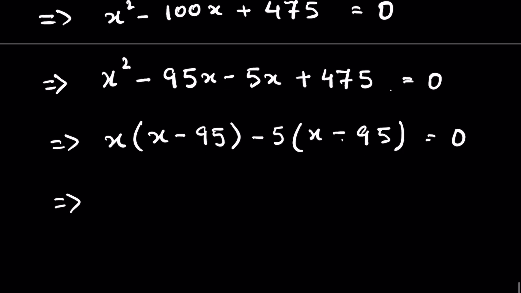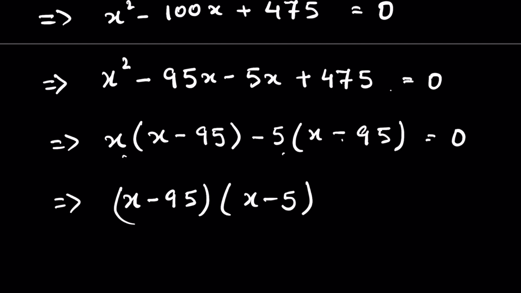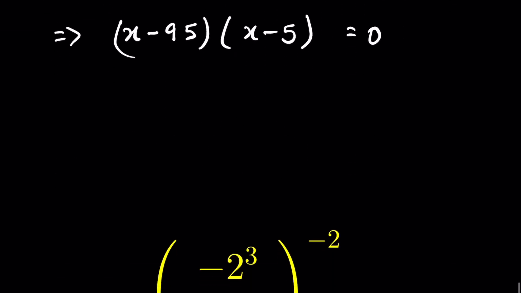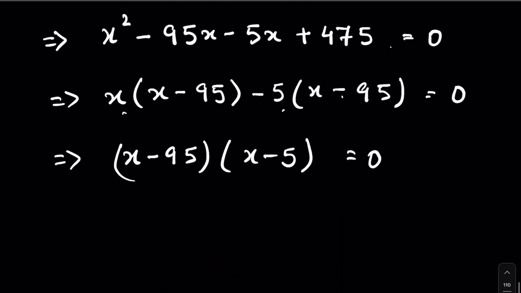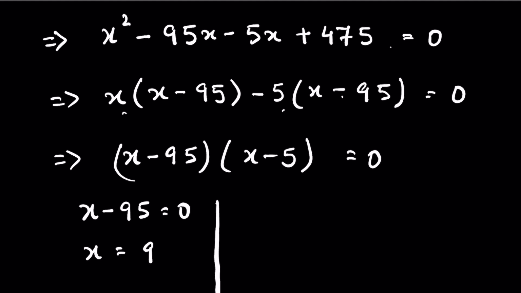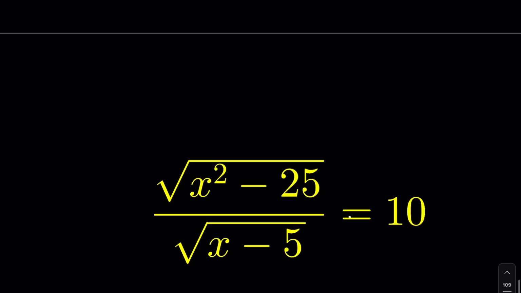Now x − 95 here is common. So this is one factor, and x − 5 is another factor, is equal to 0. So this means we have two solutions for x. First is when x − 95 is equal to 0, then x is equal to 95, and when x − 5 is equal to 0, then x is equal to 5. Now let's check which value of x is the answer.